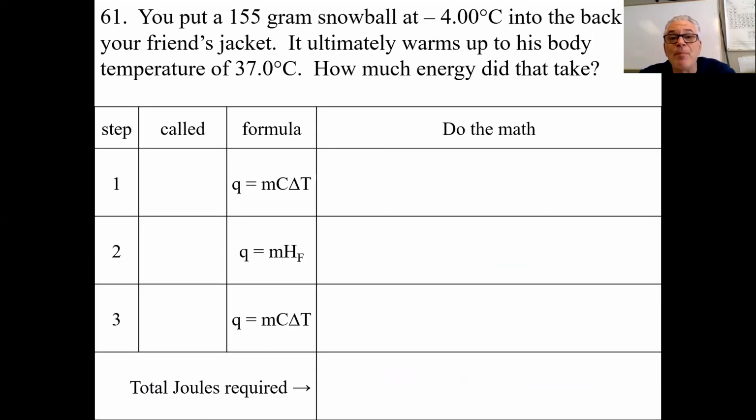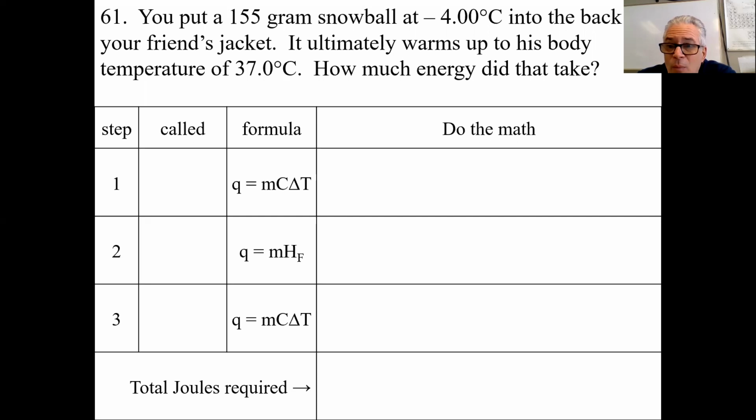We're nearly done, but this is a big problem. Look at this problem, holy smokes. You put a 155 gram snowball. This is not too big. This is actually a small meatball. At -4 centigrade. So this is a little colder. This is below the freezing point, down the back of your friend's jacket. It ultimately warms up to his body temperature, 37.0. How much energy did this take?